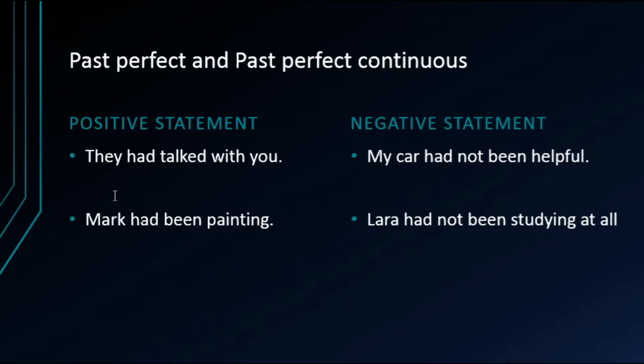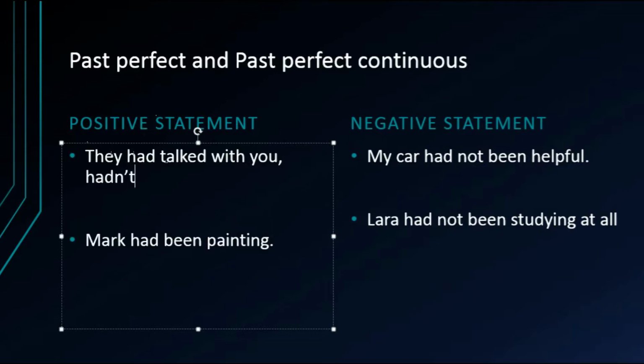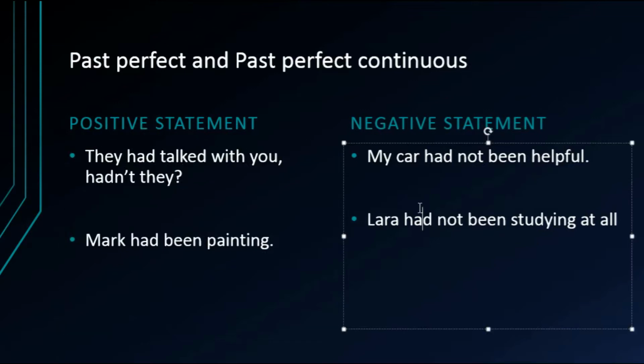Okay, good. So let's go on to past perfect and past perfect continuous. Okay, that's it. Let me do 2 examples here as well. Do these 2 yourself. They had talked with you. My helping verb is had, my auxiliary verb had, because it's positive. I need a negative here, so a not. Hadn't they, right? Pretty easy, question mark.